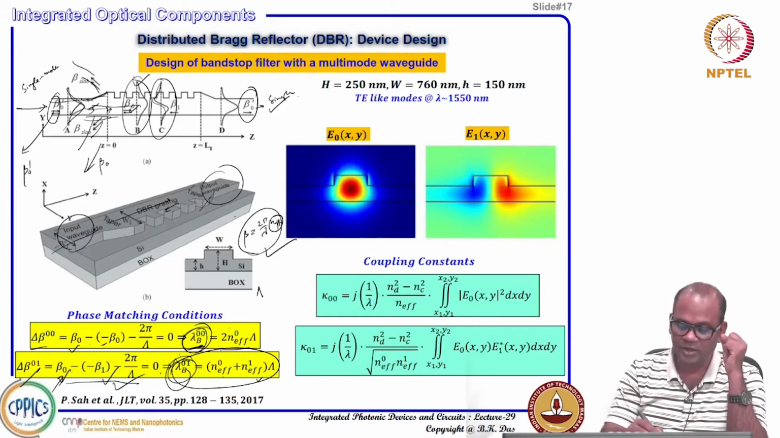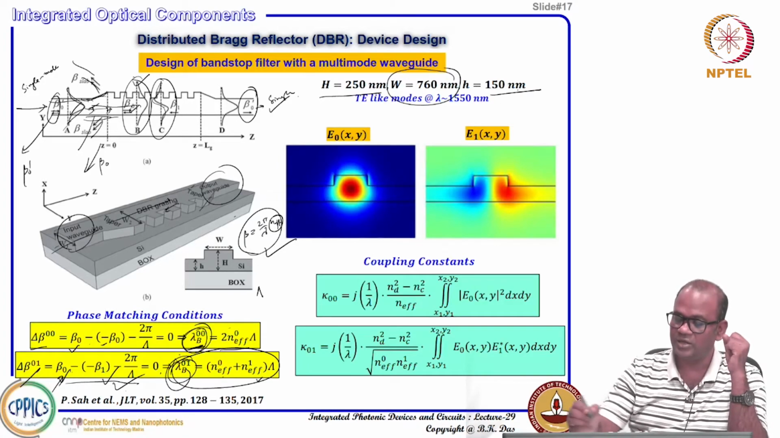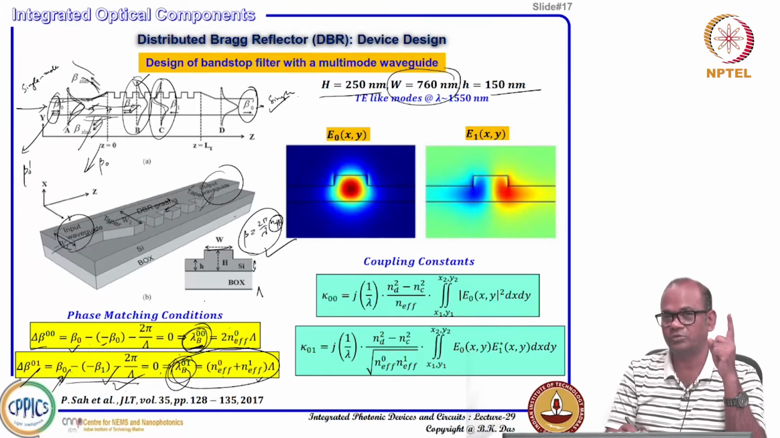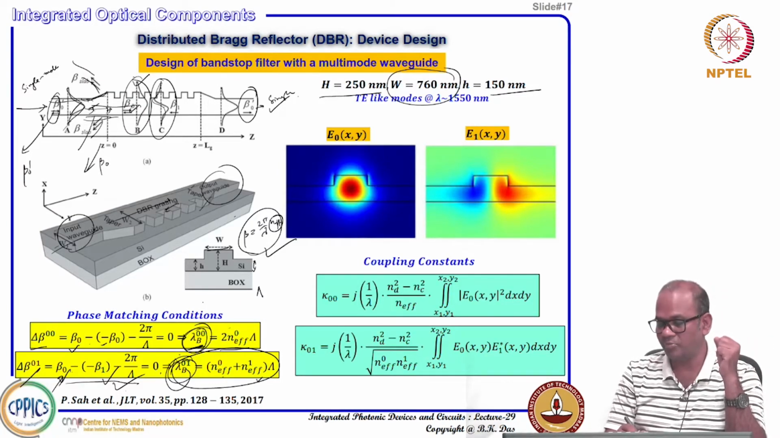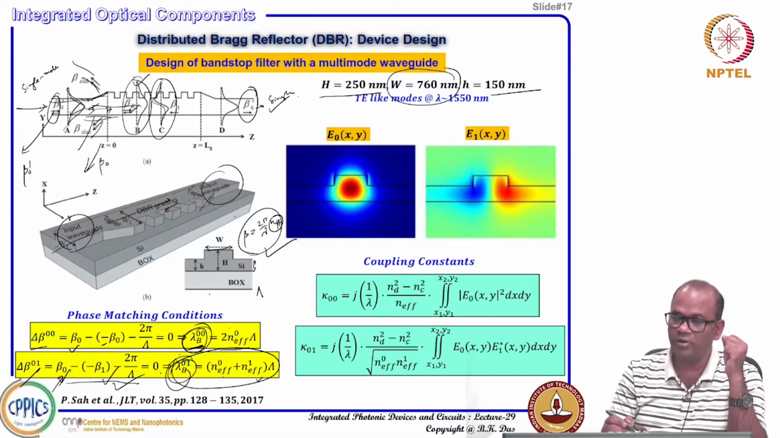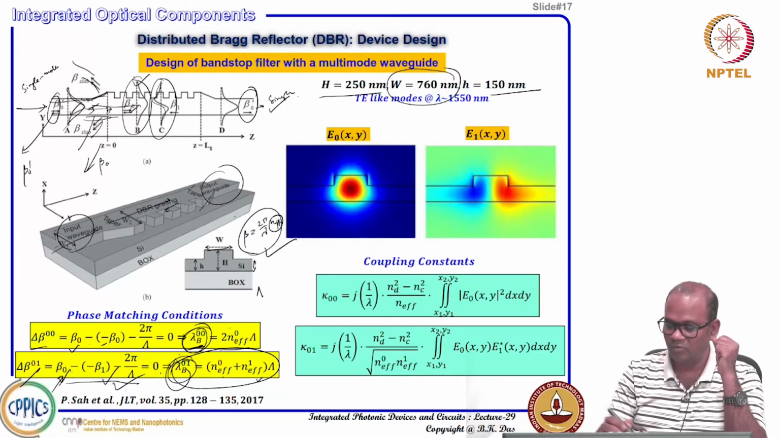Here it is shown that for a given waveguide, suppose your waveguide width is 760 nanometer, the device layer thickness is 250 nanometer, and the slab height is 150 nanometer. Here this is the slab height, this is your width, this is your edge. Then we can find the first two modes when you solve numerically using any numerical software or simulator. You get two lower order modes that are guided: one is the fundamental mode, another is the first order mode.